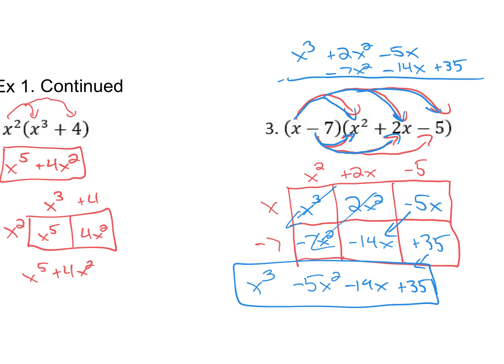So as you list all these out, it just doesn't have the nice box method that we're used to. But again, as you add these down, you can see that the first one becomes your x cubed. The 2 times negative 7 becomes your negative 5. Negative 5 and negative 14 become your negative 19. And then your plus 35. So either method you work with, we just got to pick one and be good at it.